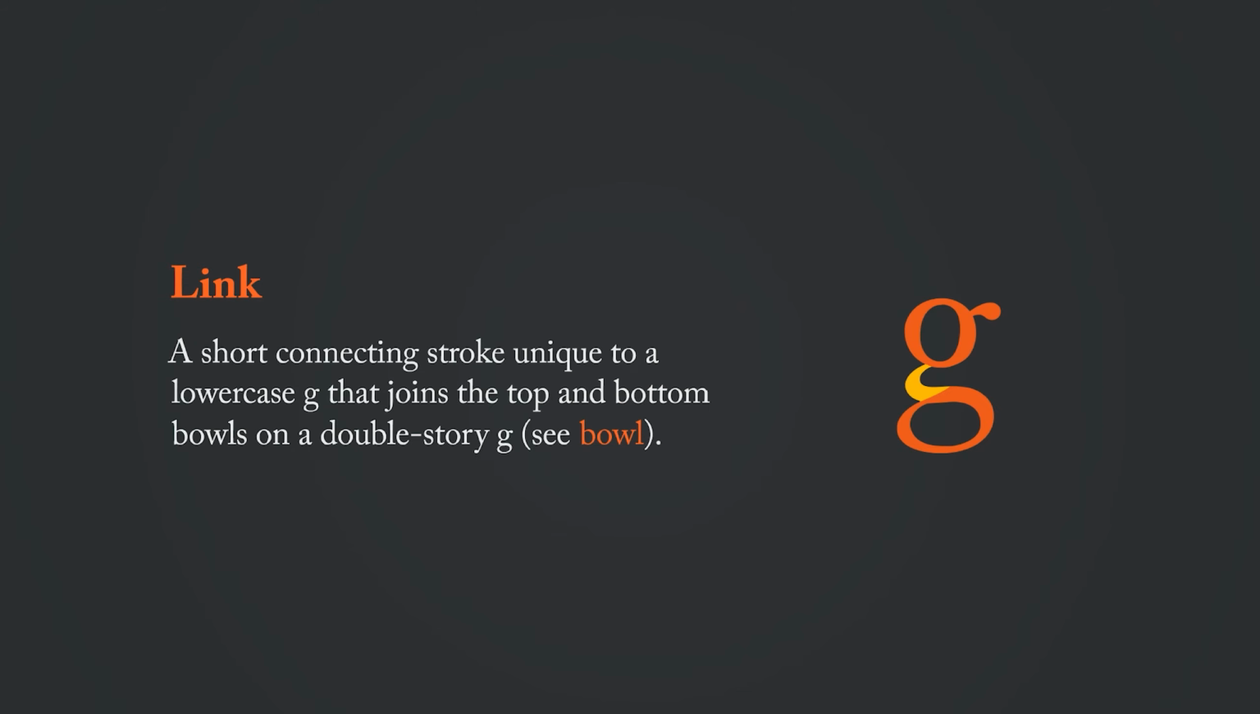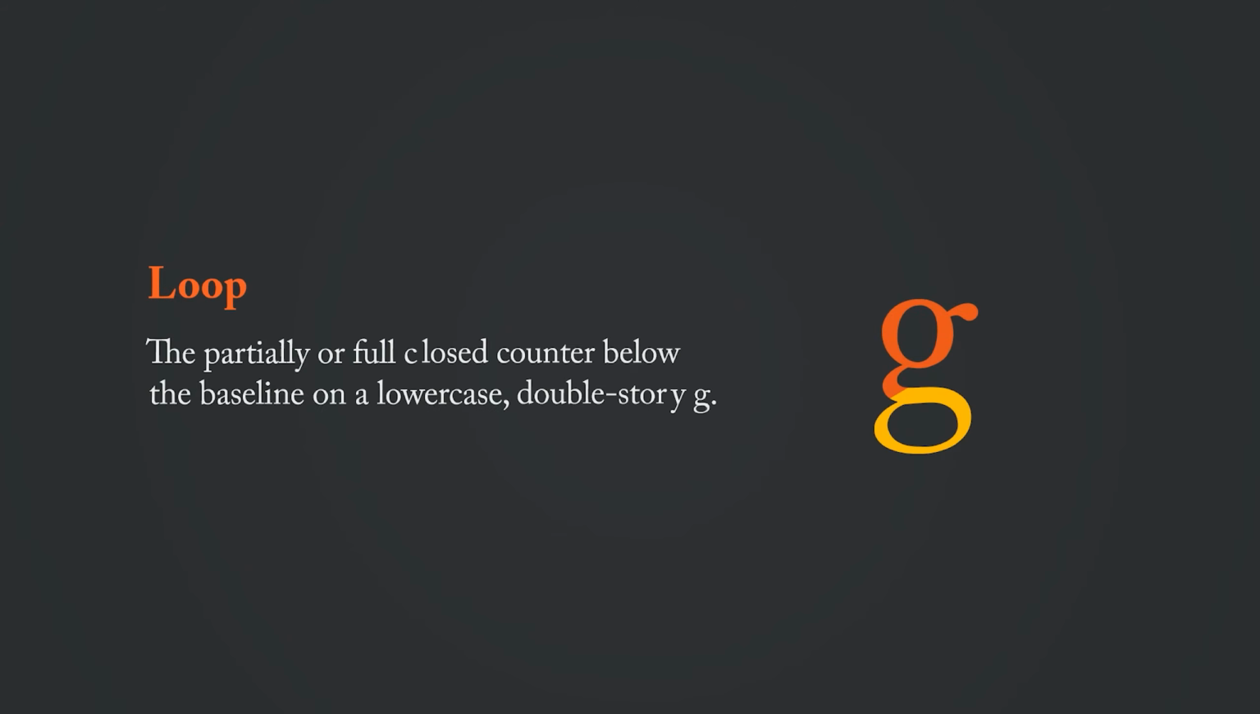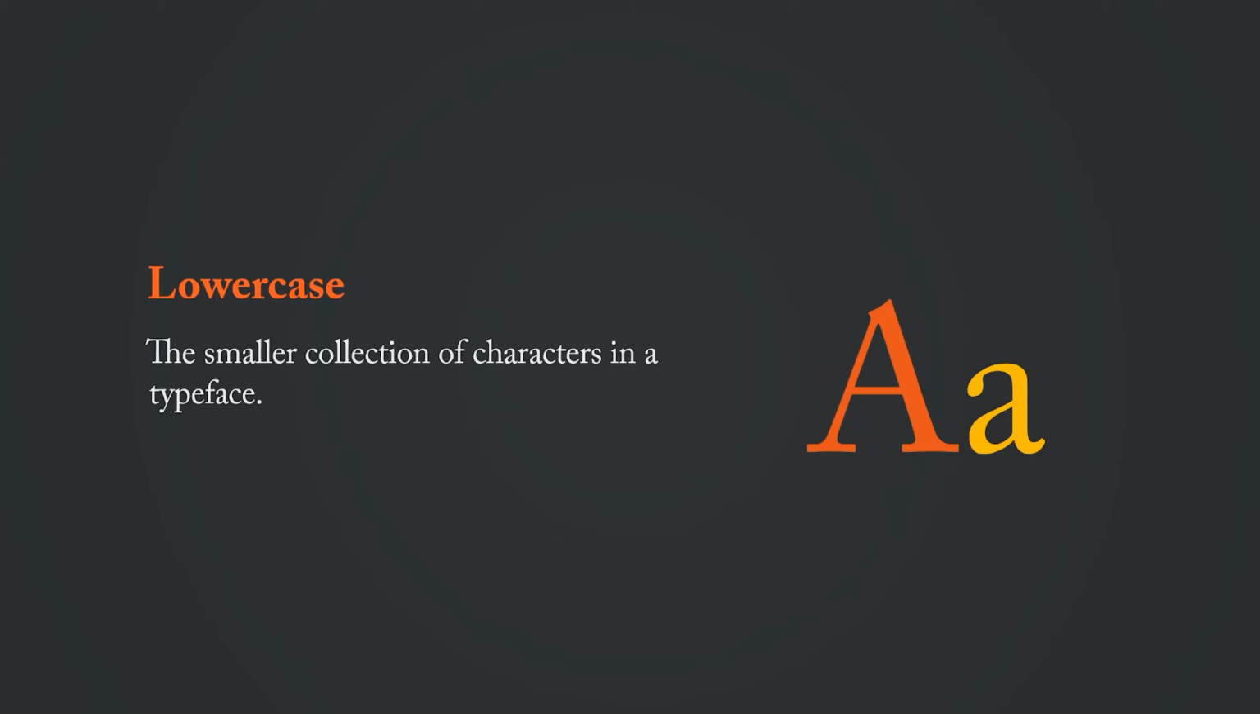A link, a short connecting stroke unique to a lowercase g, another unique one. Fantastic. It joins the top and bottom bowls on a double story g. The loop, a partially or fully enclosed counter below the baseline on a lowercase double story g. Another unique one to a g. Why is g so important? Who knows? Lowercase, the smaller collection of characters in a typeface.